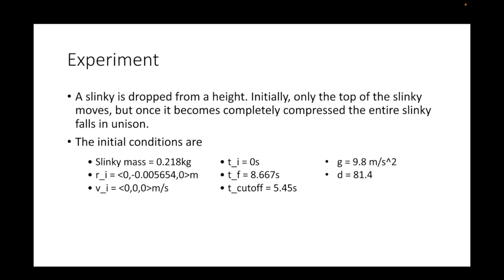The T cutoff is when the top of the slinky reaches the bottom of the slinky, so the slinky is completely compressed, and we switch from the bottom of the slinky not moving to the entire slinky falling in unison. That happens at 5.45 seconds. For some universal constants, g equals 9.8 meters per second squared, and I found d, which is a proportionality constant for the force of drag, to be 81.4.